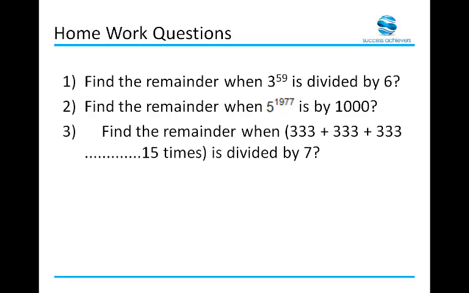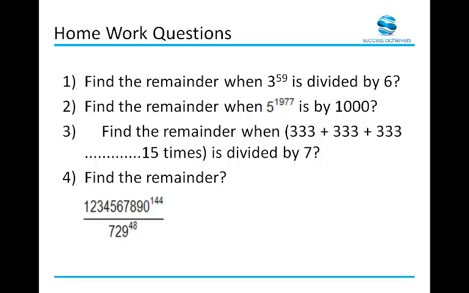Next question, find the remainder when 333 added 15 times is divided by 7. Find the remainder when, yes, take down that number from the screen, 1234567890 raised to 144 upon 729 raised to 48.